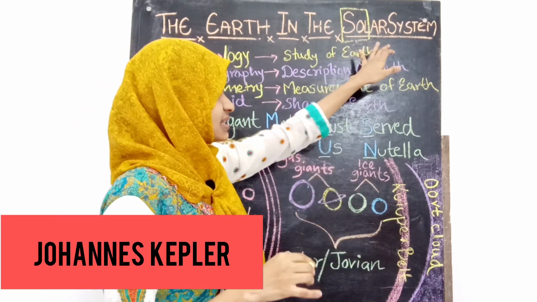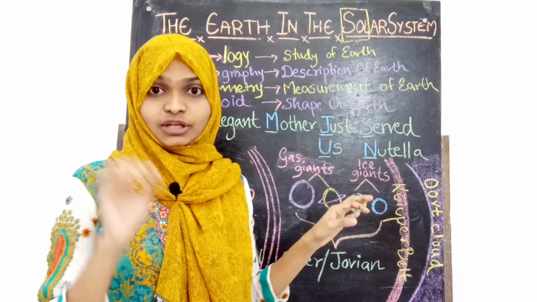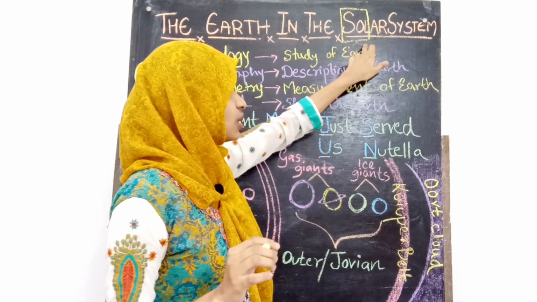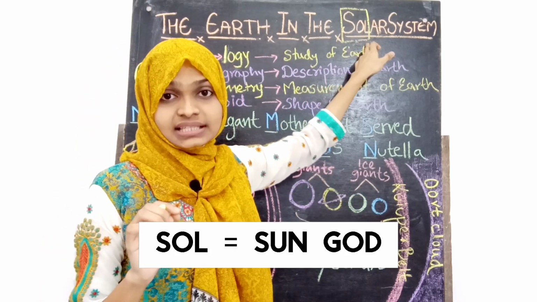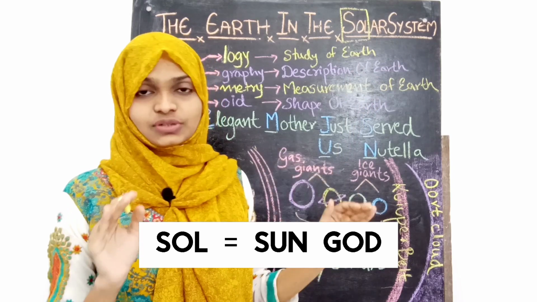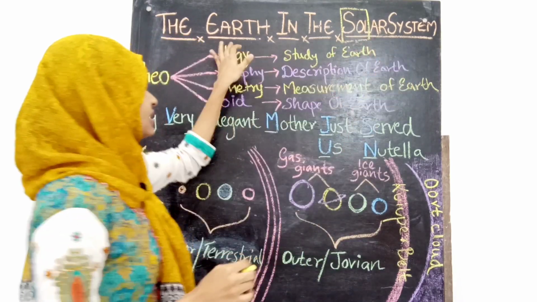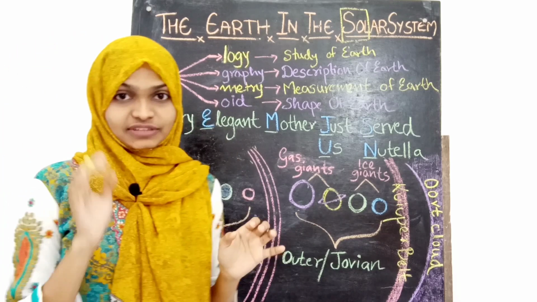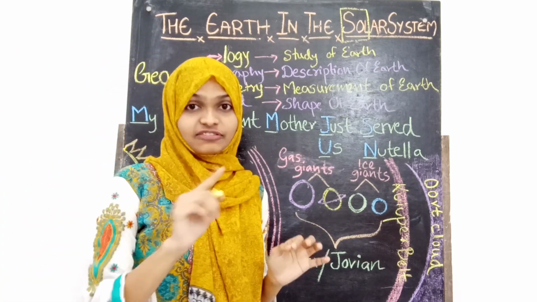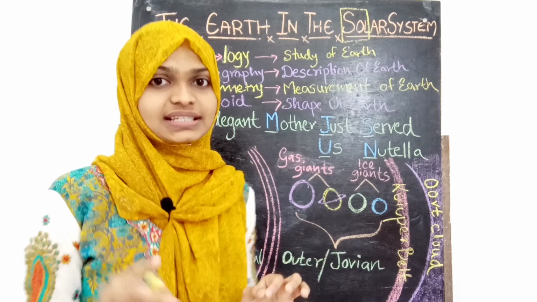Now the solar system is a word derived from the Roman word called sol. Now sol in Roman means sun god. So anything related to the sun will be starting from the word sol. Now Earth is a part of the solar system. Earth is one of the 8 planets of the solar system.